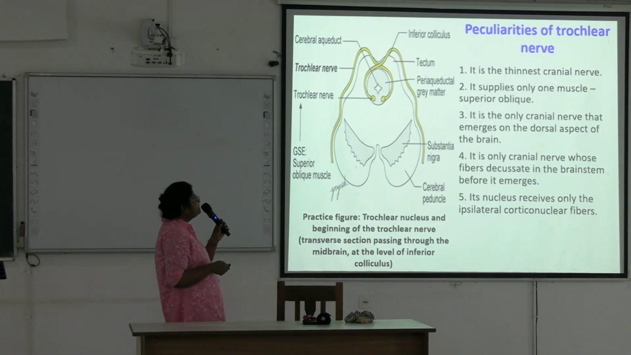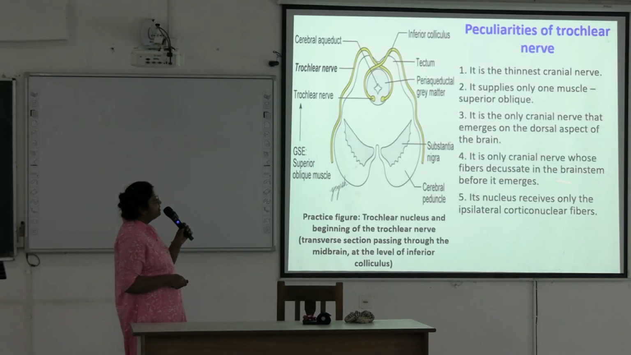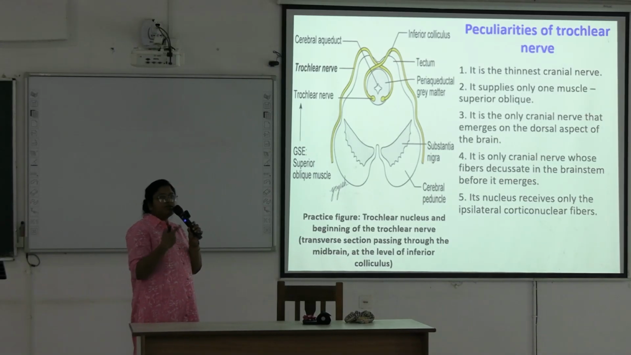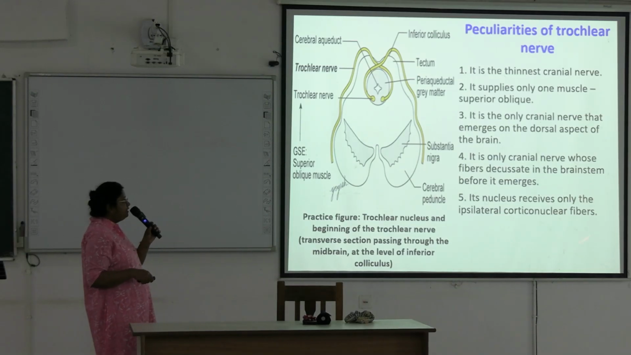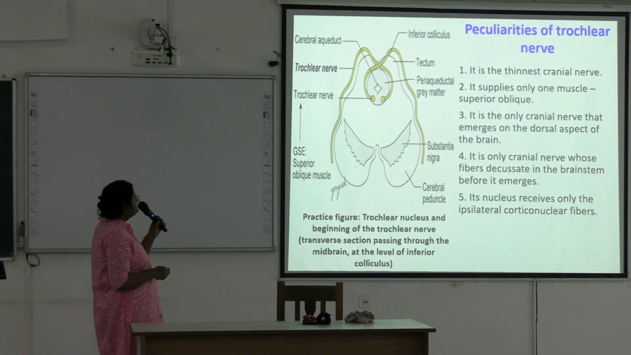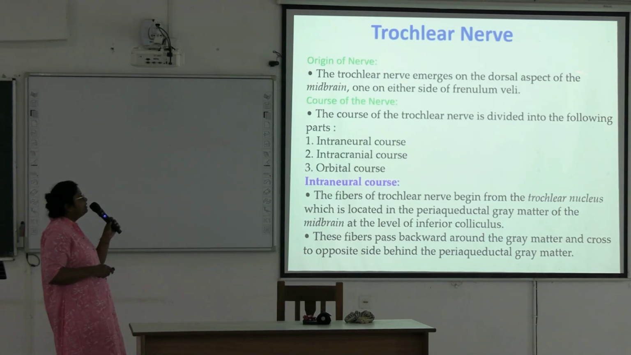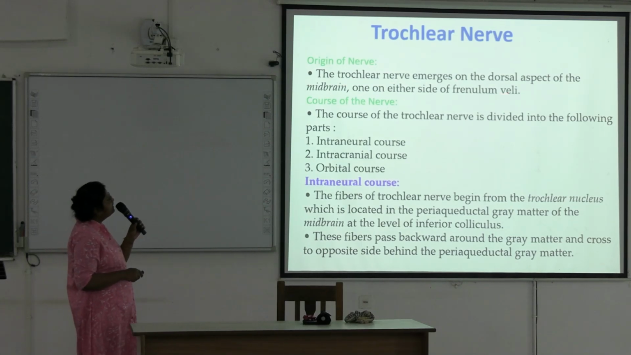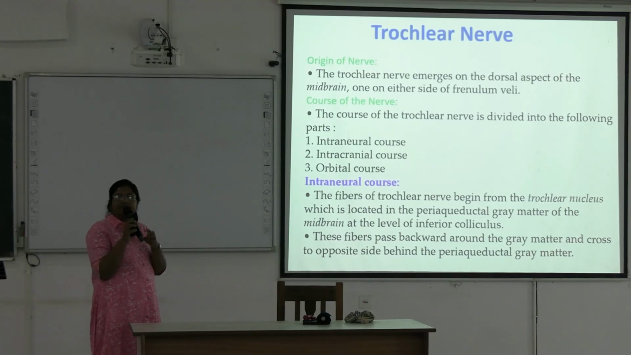It supplies only one muscle, superior oblique, only cranial nerve that emerges on the dorsal aspect of the brain, and it is the only cranial nerve whose fibers decussate in the brainstem before it emerges. No other nerves are decussating before emerging from the brainstem, and its nucleus receives only the ipsilateral corticonuclear fibers. So these are the trochlear nerve nuclei in the midbrain. So what is the origin? This trochlear nerve emerges on the dorsal aspect of the midbrain, one on either side of the frenulum veli. Frenulum veli forms the roof of the fourth ventricle.